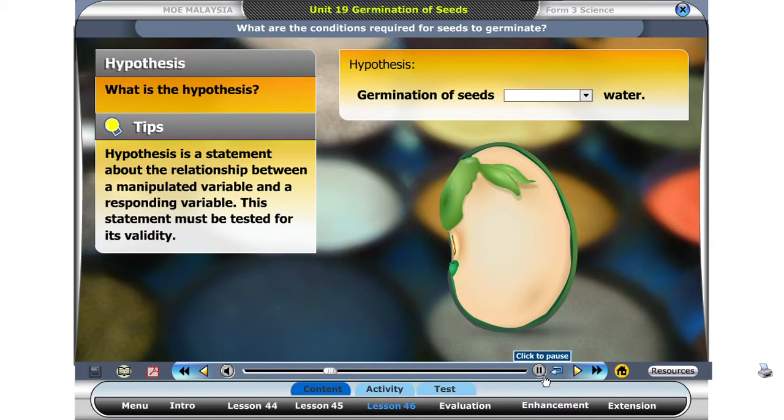Now, let's formulate the hypothesis. Choose an option to formulate your hypothesis.